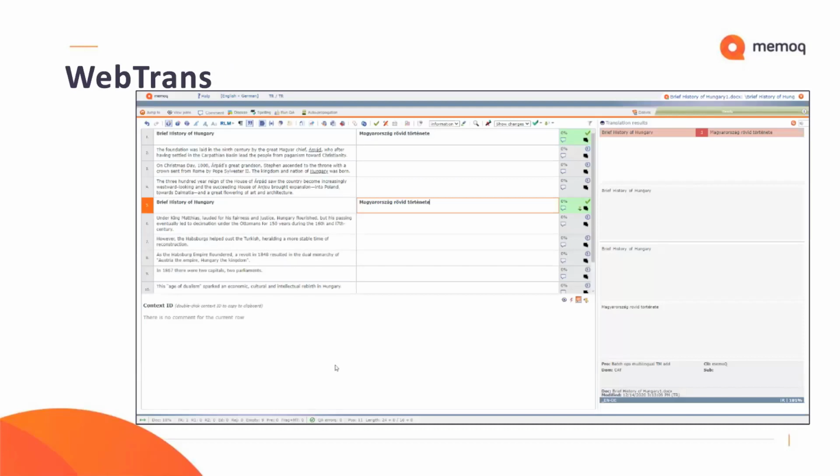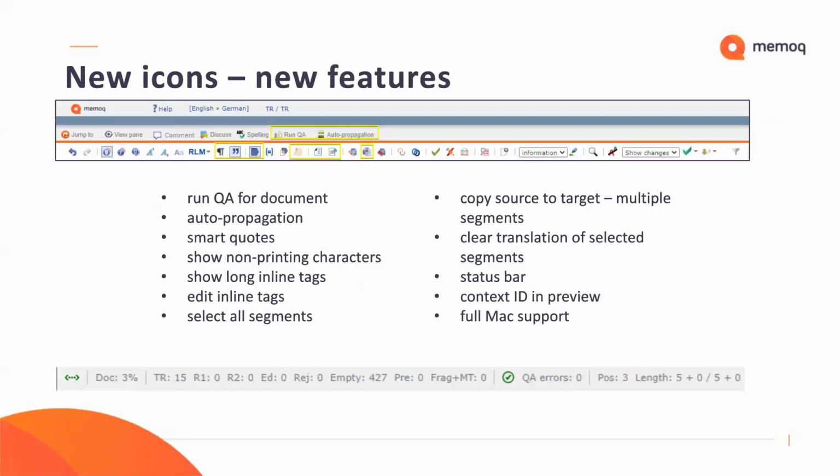So let's take first a look at the new WebTrans interface. Basically, the only thing that you can see from here is that we have many more icons. We'll talk about it in greater detail. You can see that we also have a context ID shown here in the preview if you want to display that. And there's something new at the bottom of the screen. So let's jump in and let's see what's coming to WebTrans. I use these yellow brackets to highlight the new icons that reveal most of the features.